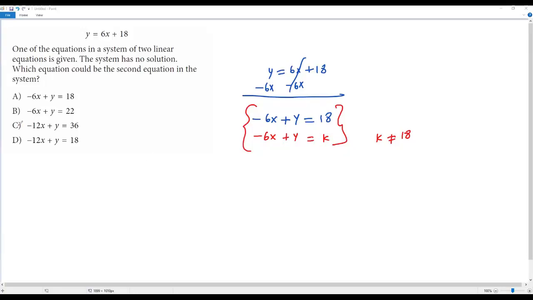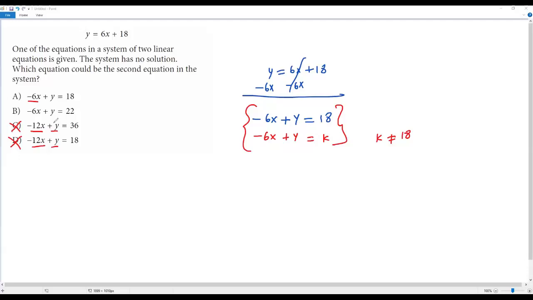So definitely option C and option D cannot be correct. Because in option C and option D, we have the coefficient of x negative 12 and the coefficient of y positive 1. But according to the condition we have discussed over here, the coefficient of x in the other equation must be negative 6, and the coefficient of y has to be positive 1. Okay, so let's look at option A and option B. So we have the coefficients. The coefficient of x is negative 6 and the coefficient of y is positive 1.